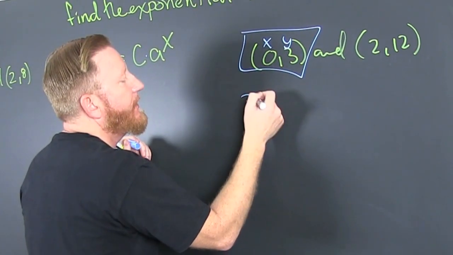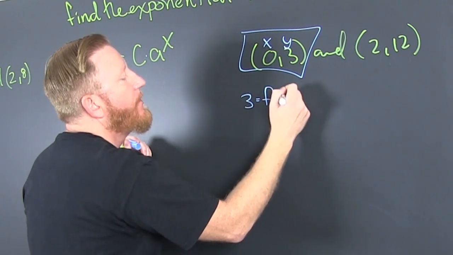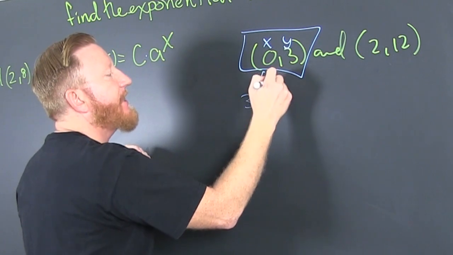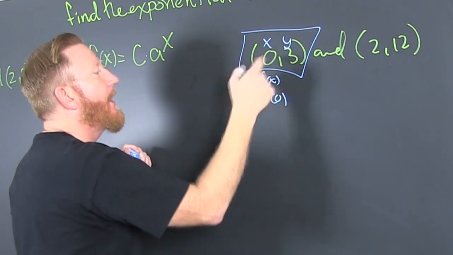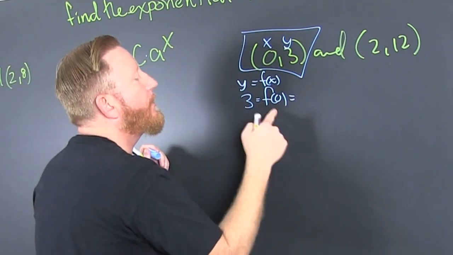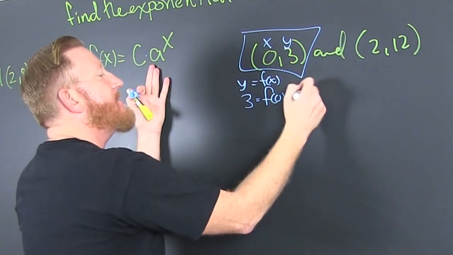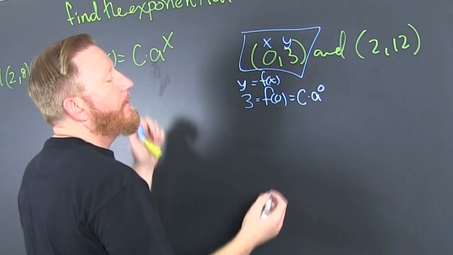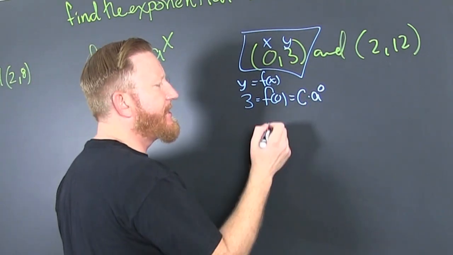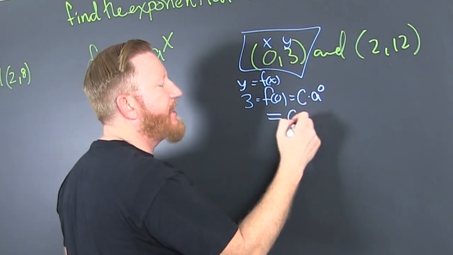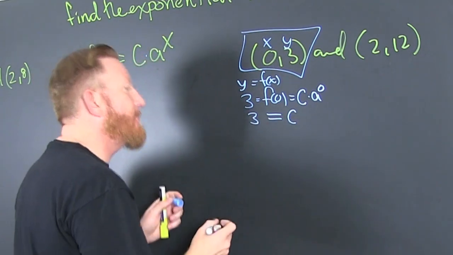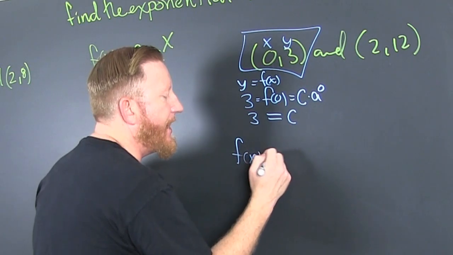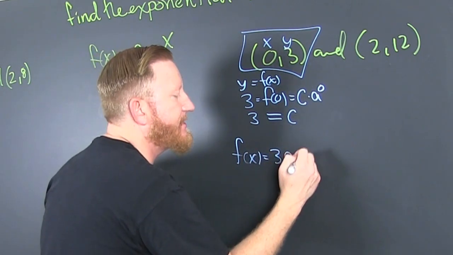We have that y is 3. That's f of 0, because x is 0 and y is 3. f of x is the function formerly known as y. So that's c times a to the 0. But anything to the 0 is 1, so I have that c is equal to 3. That got us that f of x is now 3a to the x.